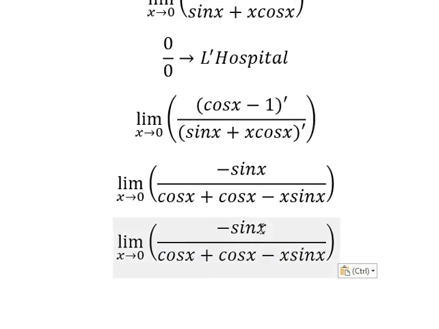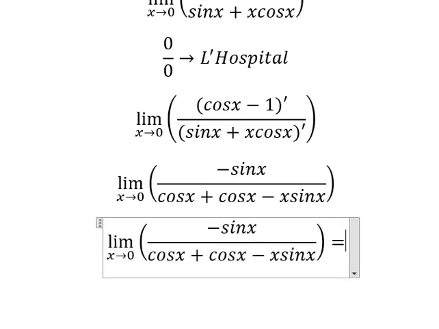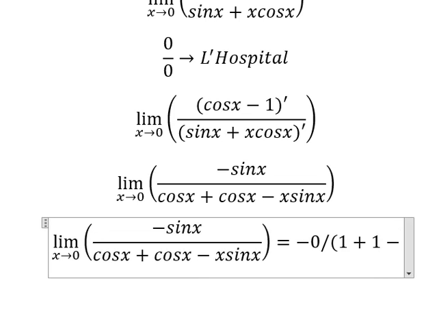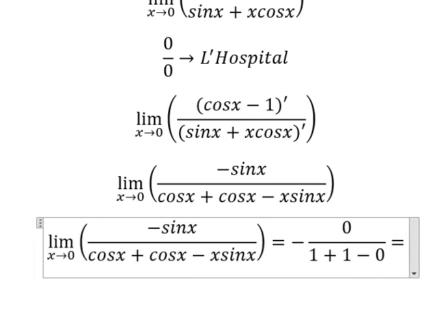Now, if we put the number 0 in here, we will have negative 0 over 1 plus 1 minus 0. So this one, you have 0.